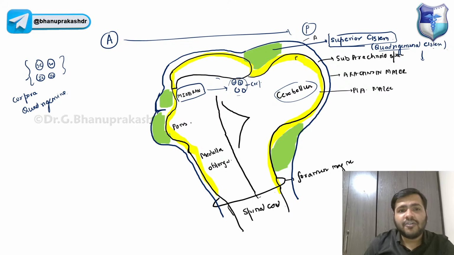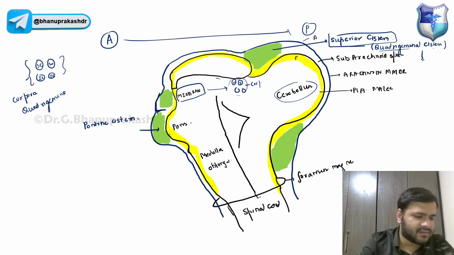Now, guys, in front of the pons, it is called the pontine cistern. In front of the pons, it is called the pontine cistern.